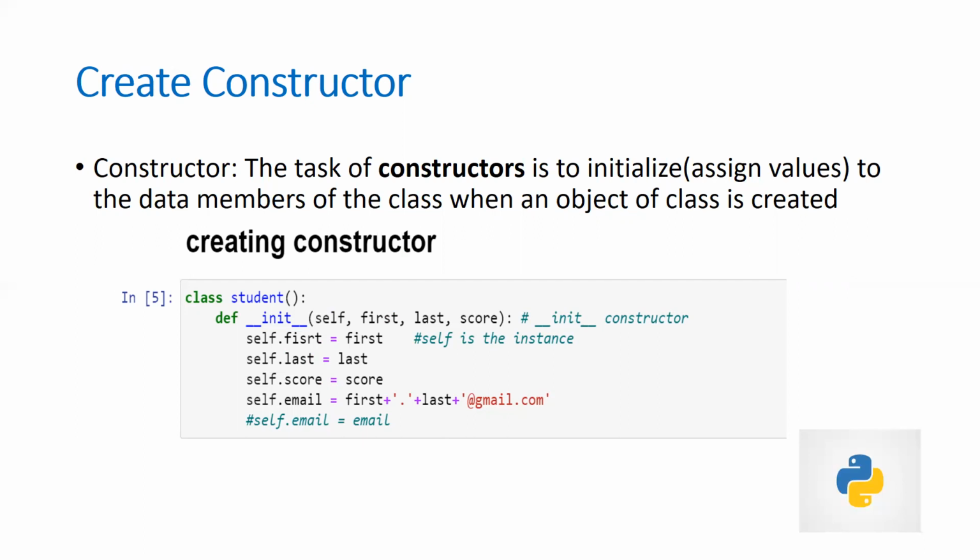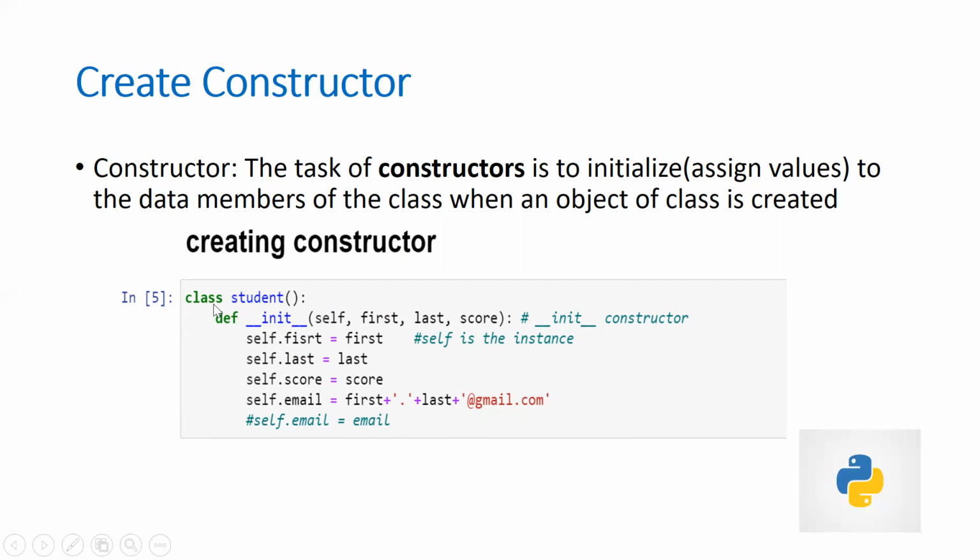Now we can just declare a constructor function, which is init. As we are working on the student class, inside the student class I just declare another function. I told you that in Python, when we declare a function, there is a keyword def. So I use the keyword def. There are two underscores before the init function, and two underscores after the init function. And I pass some arguments.